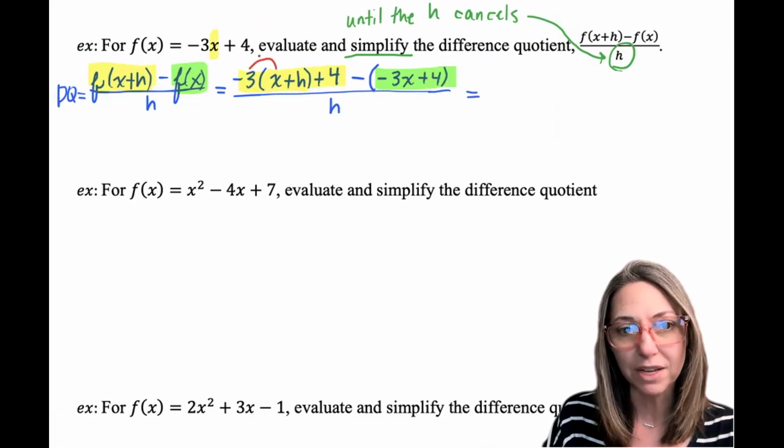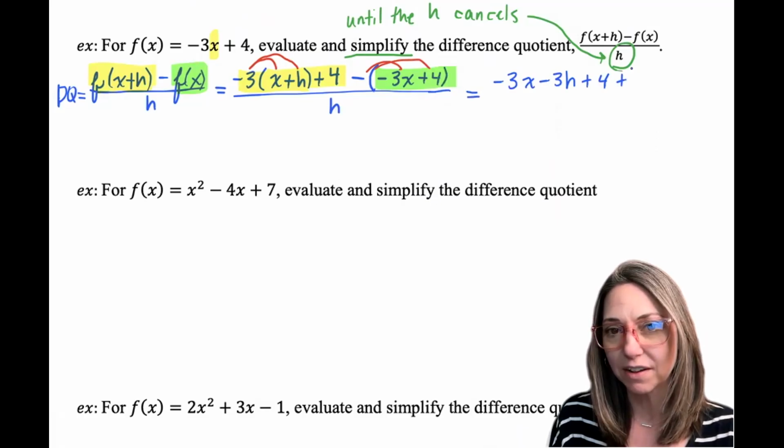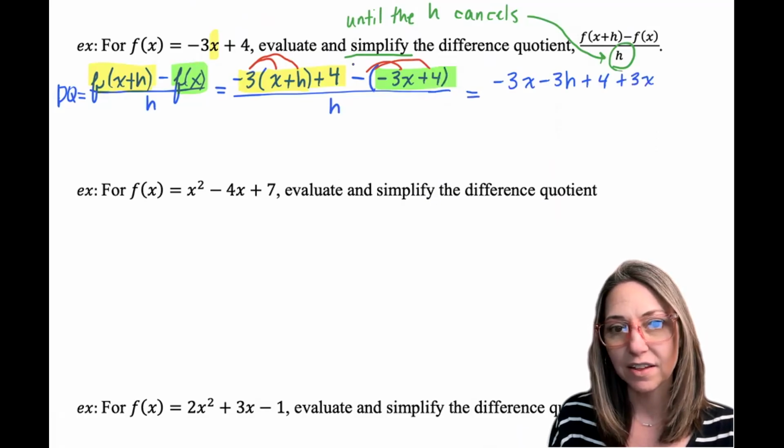All right, so next up, I'm going to do some distributing. So negative 3 times x, negative 3 times h, and then also distributing that negative. So we get negative 3x minus 3h. We have this plus 4 right here. Distributing the second negative, negative of negative 3x is positive 3x. And then that one becomes minus 4 all over h.